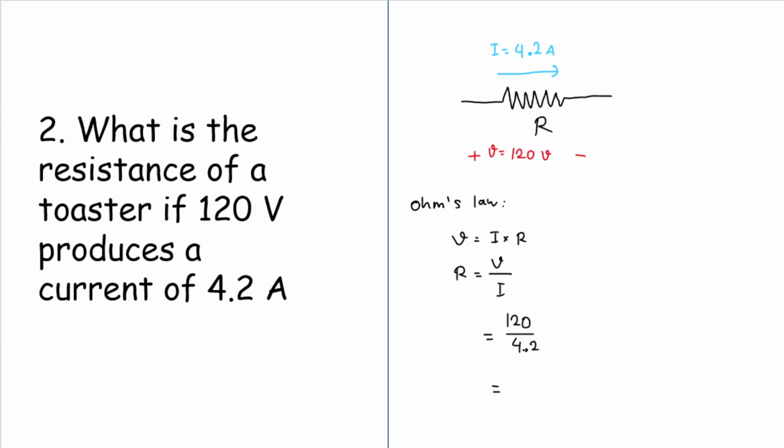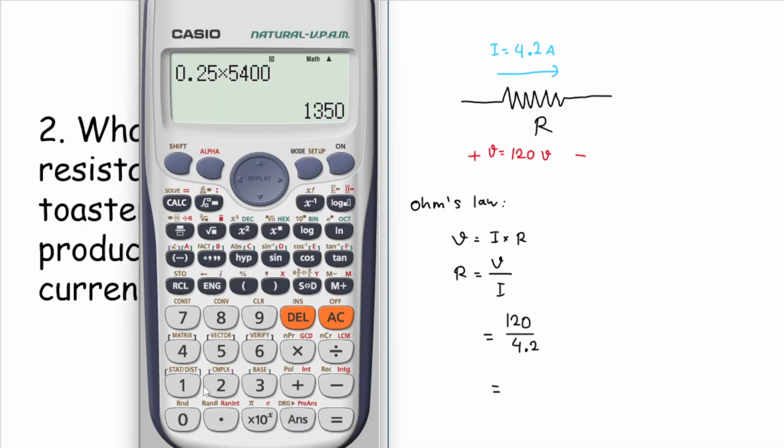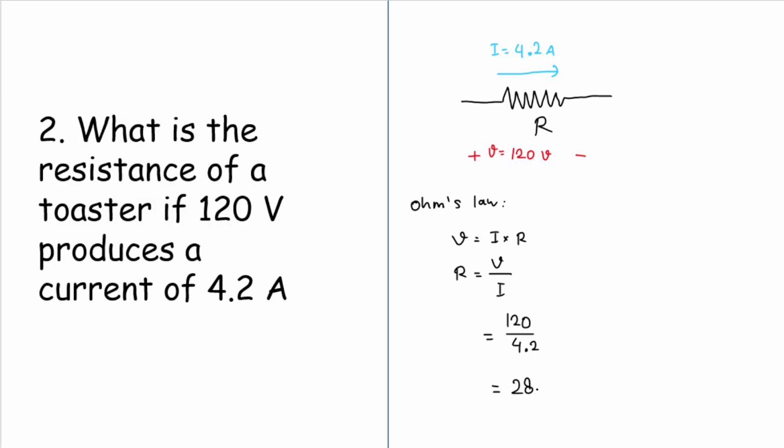And that will be around 3, but less than 3, maybe 2.9. But let's just use a calculator to calculate that, right? So we'll have 120 divided by 4.2. I guess around 2.9. Oh yeah, 28.57. Okay, we'll have 28.57. And the unit here will be in ohm, right?